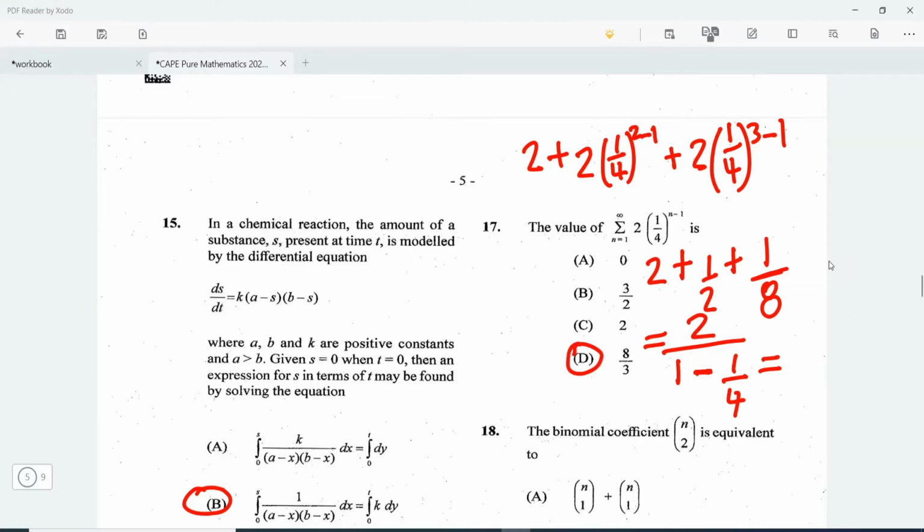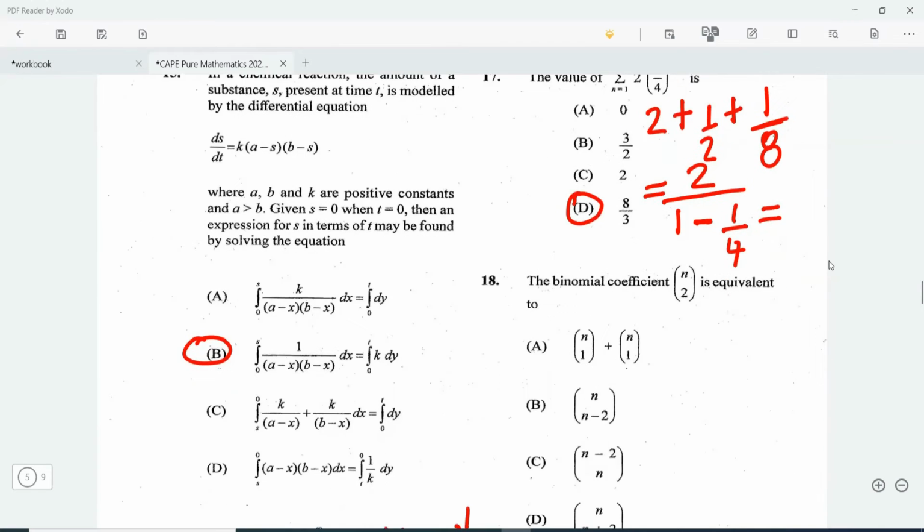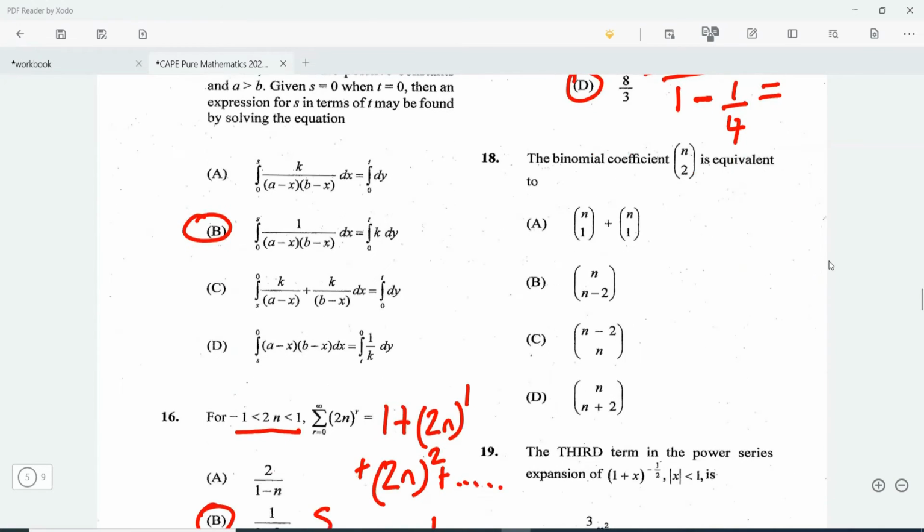Nice. So now, question 18 says, the binomial expansion of n choose 2. Always remember the general rule: n choose r is equal to n choose n minus r. So in this case, n choose 2 is the same as n choose n minus 2. So that's option B. Easy.